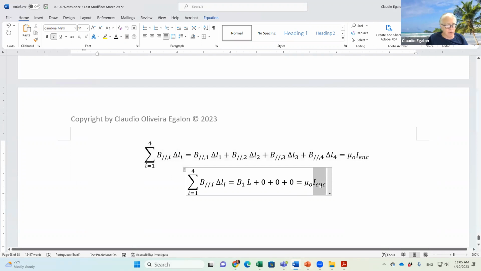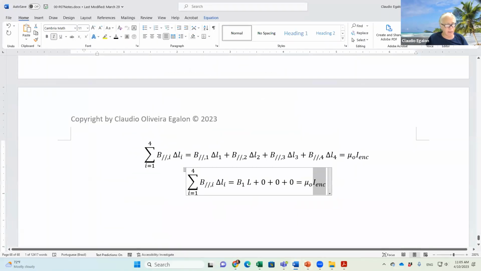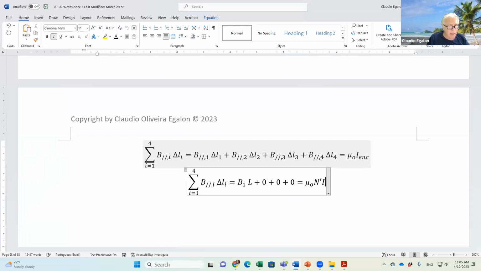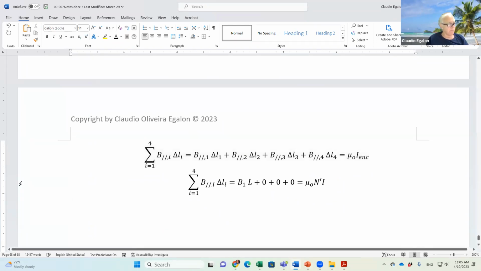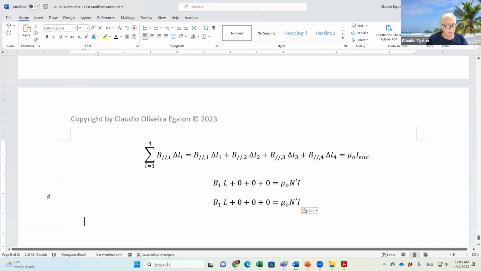And now we have to worry about the I enclosed. The Amperian loop is enclosing those many wires. I'm going to call it N prime, because I use N for something else, times I. I erase this guy here.